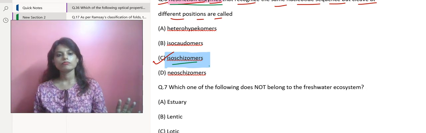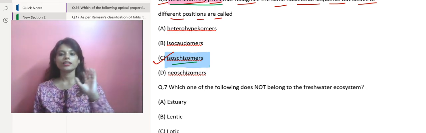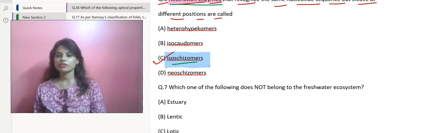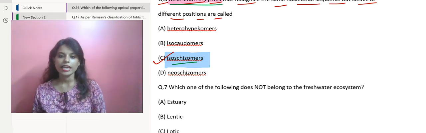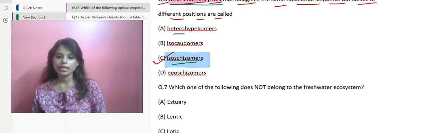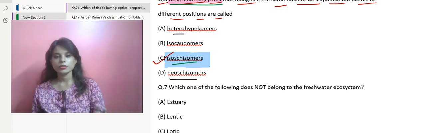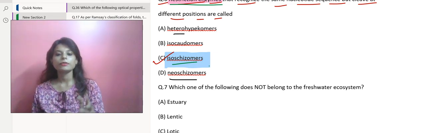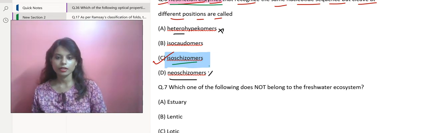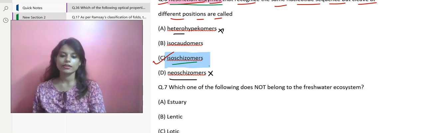Now, we will be discussing the wrong options also because we need to discuss in detail. Let's start with the very first one, that is heterohypicomers, and the last option, that is neochizomers. These are not terms which are commonly used to describe restriction enzymes. So that is why I have not considered these as the correct options.